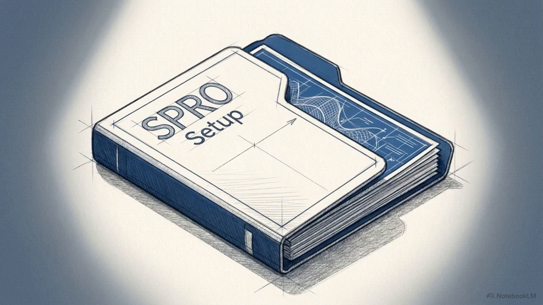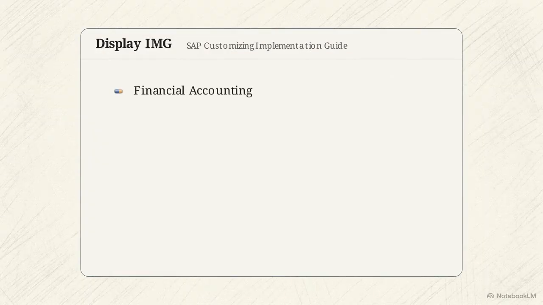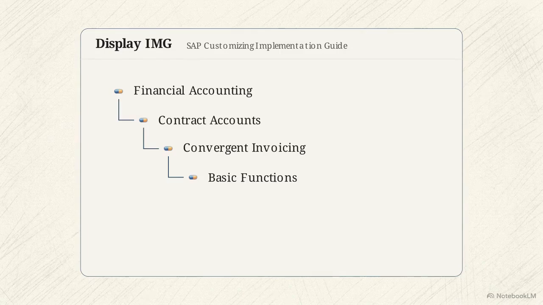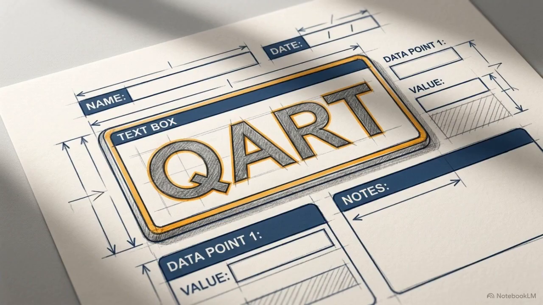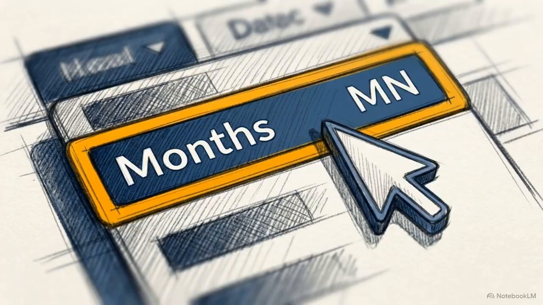Step 1 is building the cycle. Open your Customizing Implementation Guide and follow this path: Financial Accounting, to Contract Accounts, Convergent Invoicing, Basic Functions, Scheduling, and finally, select Define Billing Cycle. Create a new entry. We will assign it a clear cycle key. Let's use QART for quarterly. For the frequency type, select Months or MN.